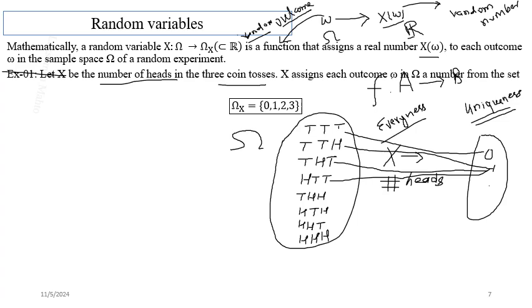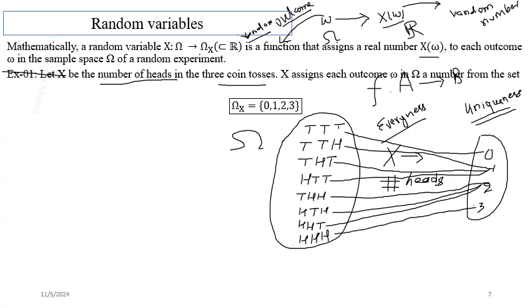Then THH will map to 2, HTH will map to 2, HHT will map to 2. Then triple H will map to 3. You are just counting the number of heads. So what you observe is that these random outcomes of the sample space in this experiment have been mapped to random numbers in R. On the right hand side you observe numbers. So X is a random variable.